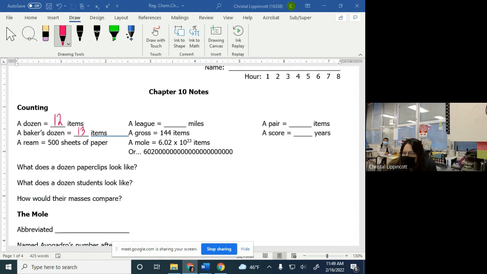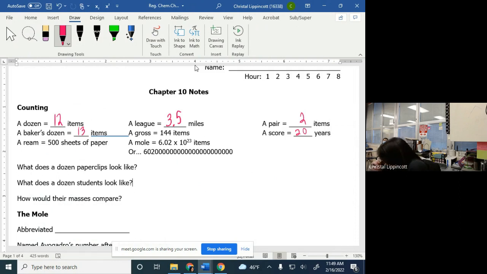Okay, 3.5 miles. So a league is about 3.5 miles. A gross is 144. So that's a dozen dozen. A pair is 2 and a score is 20. So we have different measuring terms for different items.